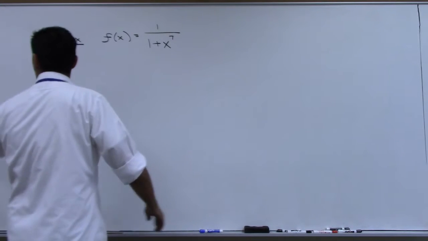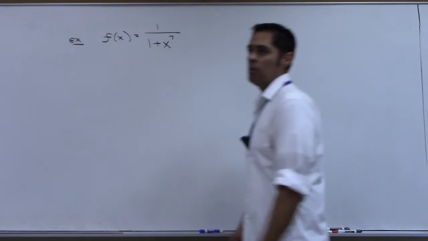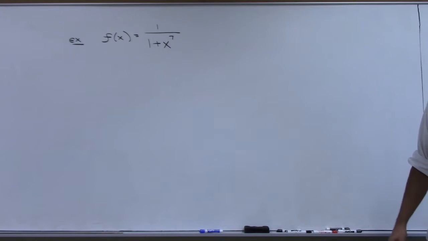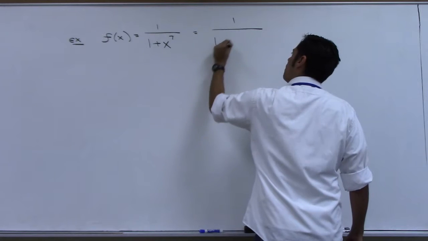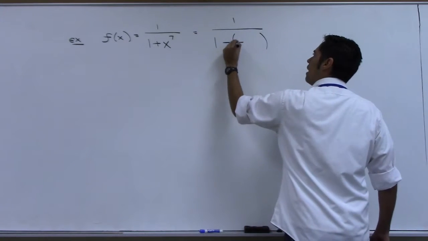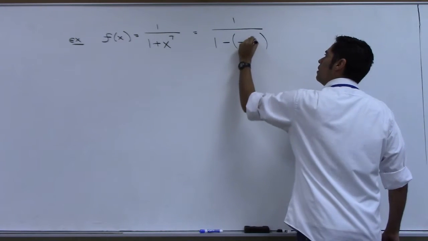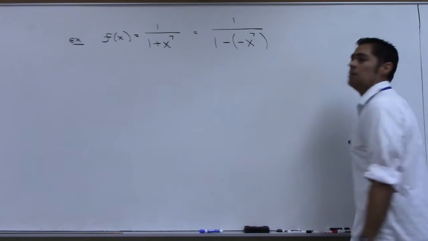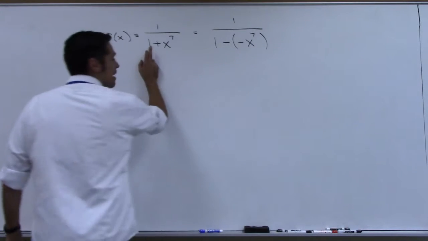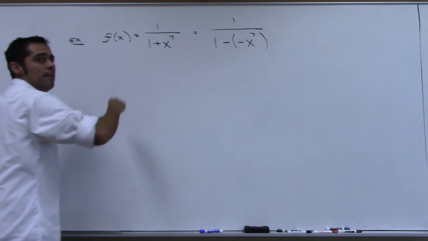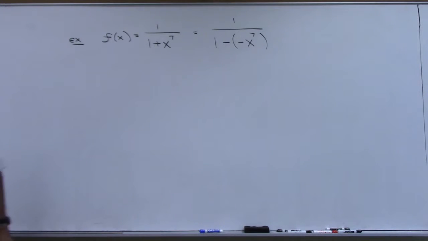Well, you got to make it look like this first. 1 over 1 minus u. So can we do that? 1 over 1 minus what? Negative x to the 7. You don't need to factor out, like the last time we pulled a 5 out, here you don't need to pull anything out, because you already have a 1 here, don't you? We had a 5 in the previous problem, so we had to pull a 5 out. Everyone got that?